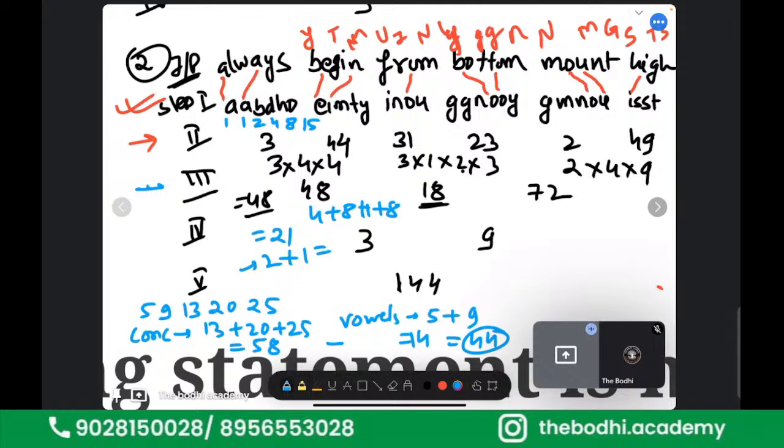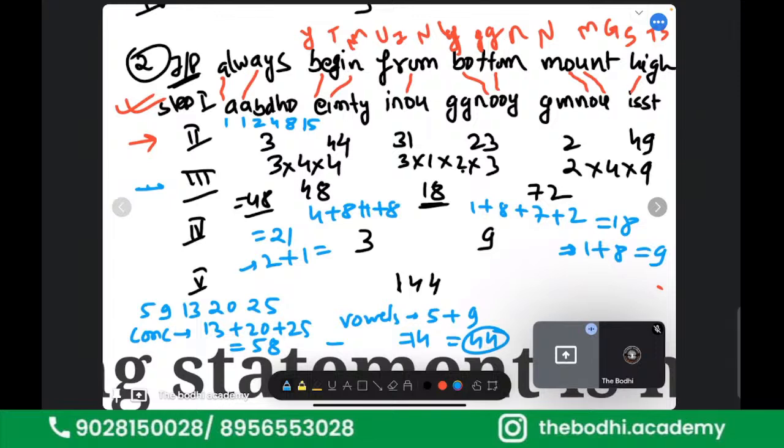Again, 18 and 72. What do we do? 1 plus 8 plus 7 plus 2. How much is it? 8 plus 1 is 9, 9 plus 7 is 16, 16 plus 2 is 18. Again, 18 is how much? 1 plus 8, which is equal to 9. So add all the digits till you get a single digit.